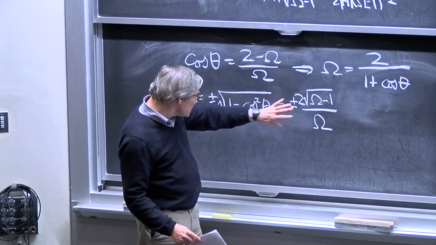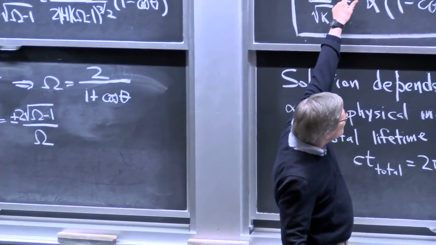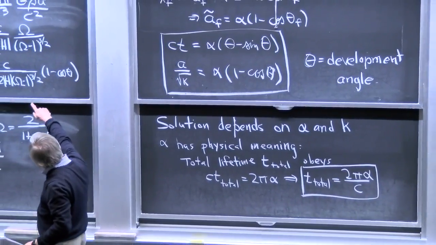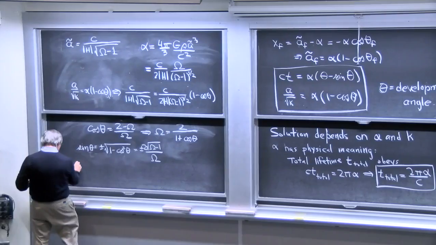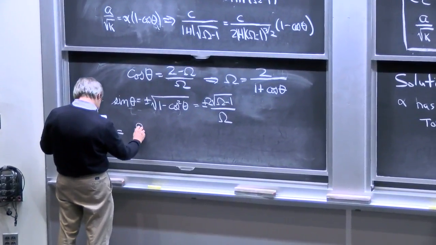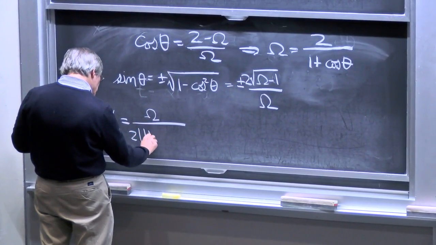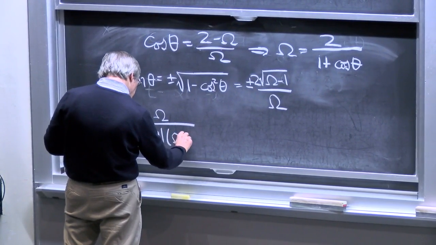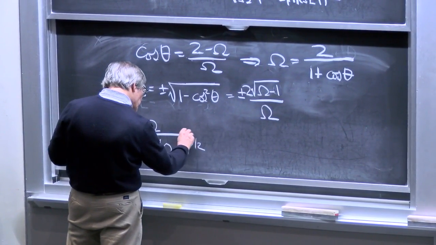And now what I want to do is to make use of this to put into this expression using the value for alpha that we've already calculated and wrote over there. So we get our final answer, which is that t is equal to omega over twice the magnitude of the Hubble expansion rate times omega minus 1 to the 3 halves power.